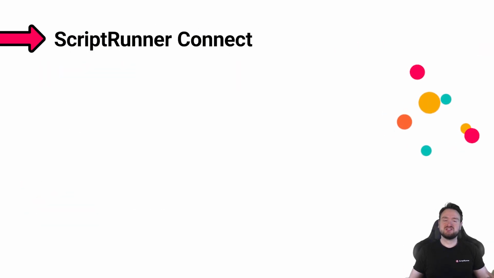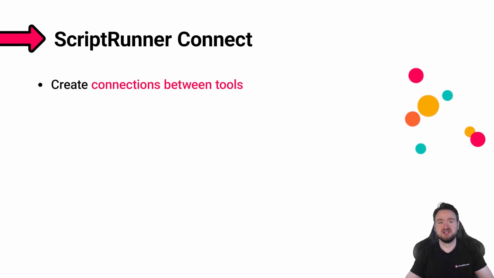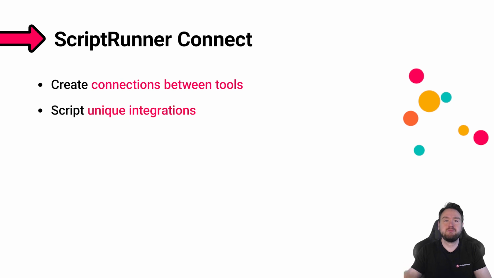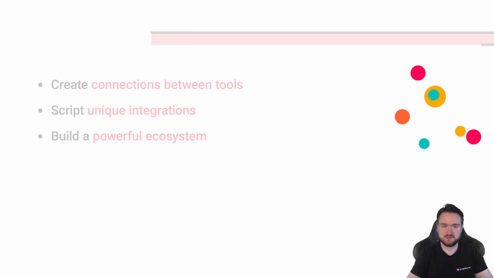ScriptRunner Connect is an integration platform that gives you the ability to create connections to your tools and then write scripts to create unique and powerful integrations between those tools, making a truly powerful software ecosystem.